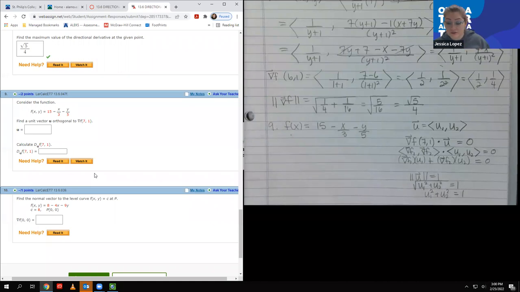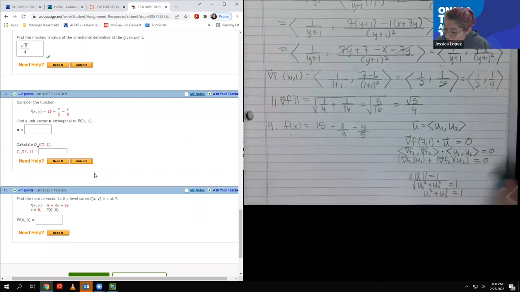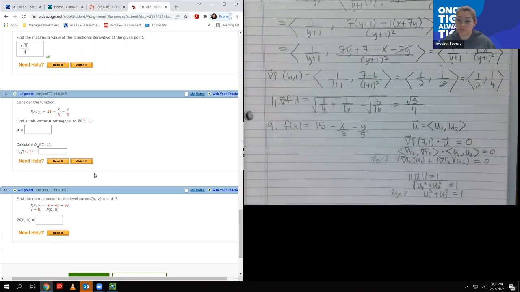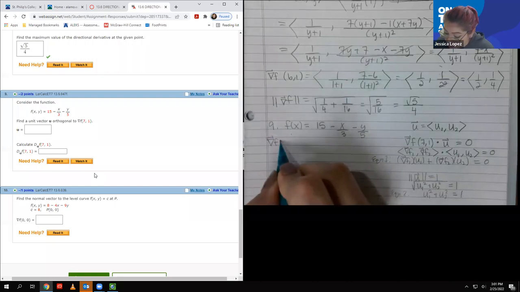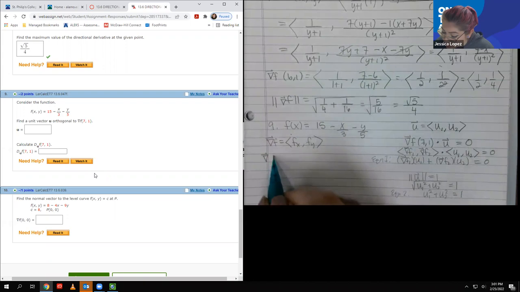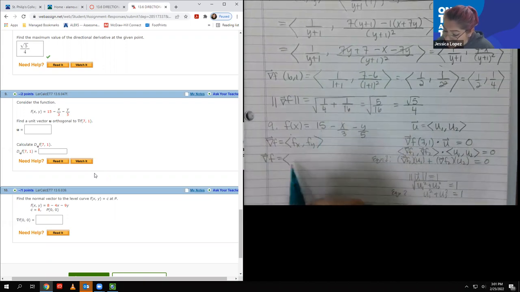If you square both sides of this equation, the square root goes away and 1 squared is just 1. And so you have this system of equations: here's equation 1 and here's equation 2. Once you have that system, you should be able to solve for u1 and u2. But to help us, we need to figure out what these coefficients are, so let's go ahead and find that gradient. In this case, the gradient is going to be (-1/3, -1/5).